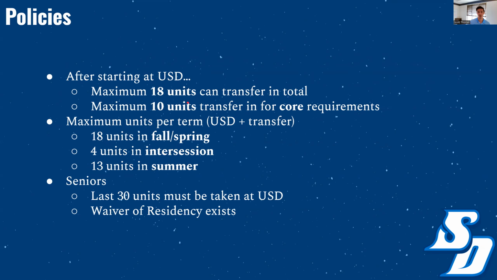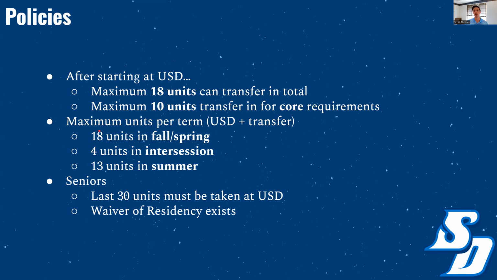Of those 18 units, a maximum of 10 units can transfer in for core requirements. And that refers to the classes that carry that core requirement, not necessarily anything in the sequence for that. So Spanish 101 equivalent, not a core class. Spanish 102 equivalent, not a core class. Spanish 201, the level 3 class, that's your core class. So that would count towards this 10. That one would count for this 10 only, where the 3 classes, if you transferred them all in, would count for that 18, okay?